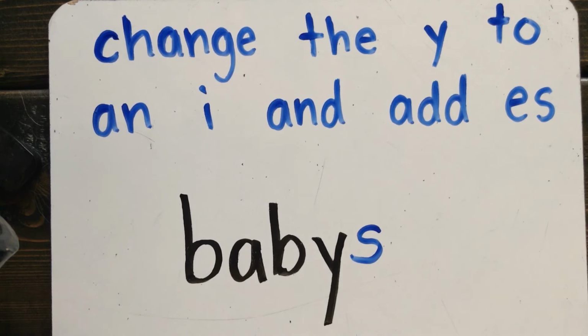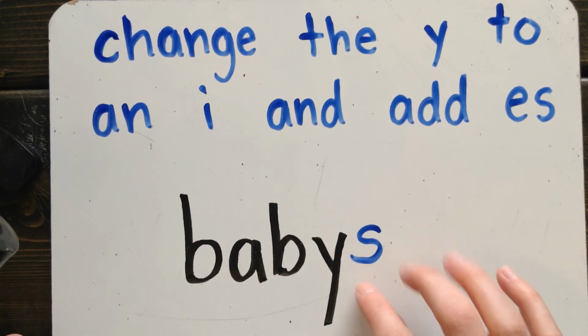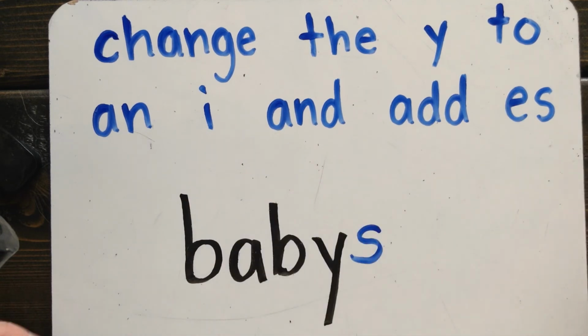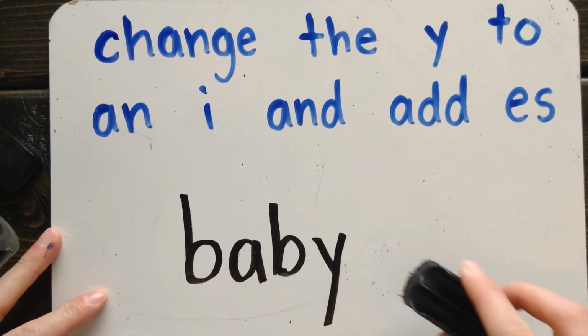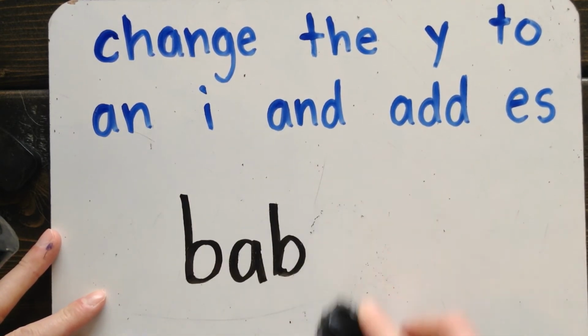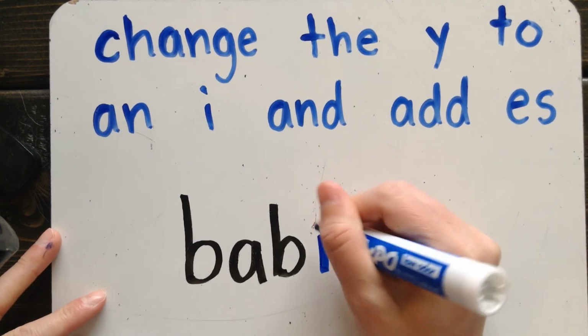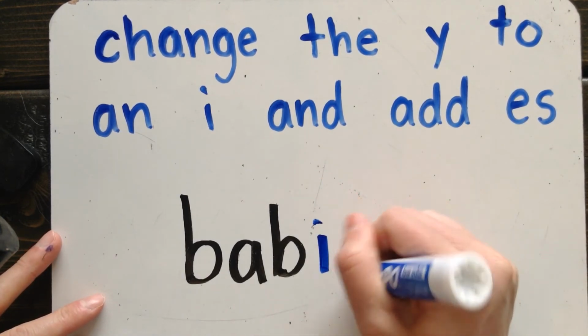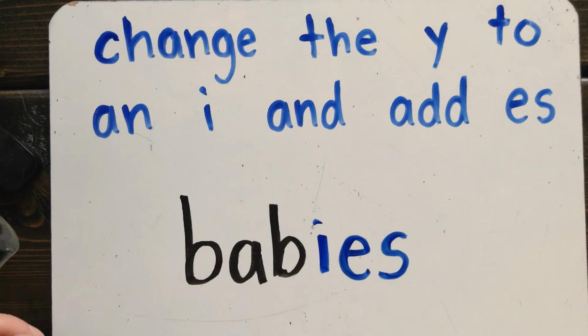Whenever a noun ends in a Y and you want to make it plural so that there's more than one, you can't just add an S. You need to follow this rule. Change the Y to an I and add ES. Babies. It still sounds the same as before when I just added an S, but this is how it looks correct. Babies.